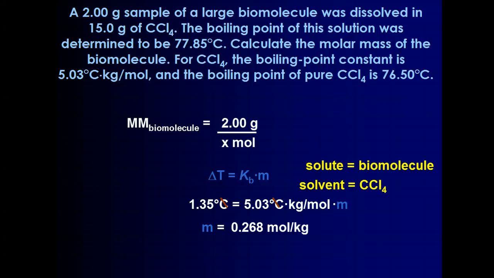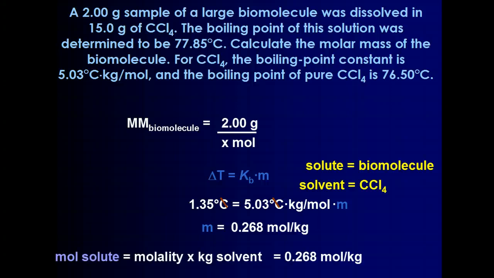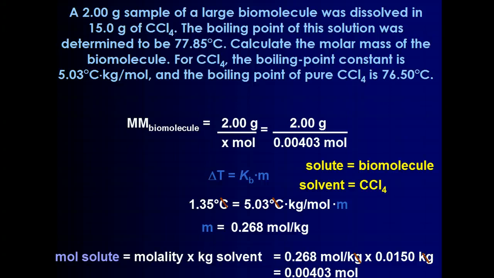Since we had 15 grams of carbon tetrachloride, we can divide that by 1,000 to get our kilograms, 0.0150. And we can multiply that by the molality to get the moles of just the biomolecule, 0.00403. And that can now go back into our molar mass equation to get the molar mass of the biomolecule, which will be very large. Which is why we don't typically talk about biomolecules in terms of molar mass.